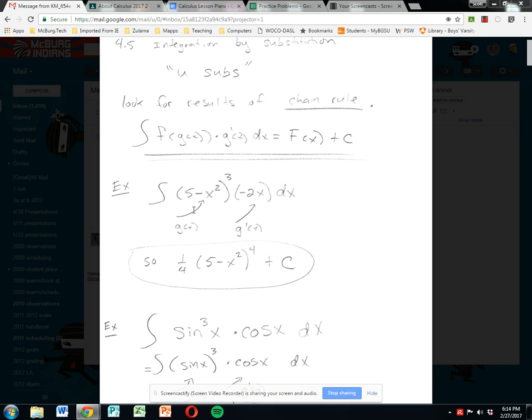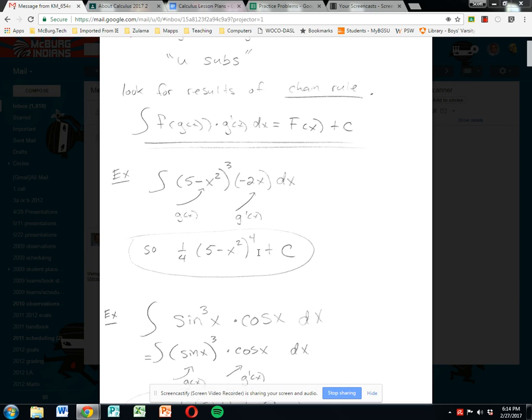So if we have on the inside some little function g of x, which is 5 minus x squared, and on the outside we have its derivative. Inside function, 5 minus x squared, the derivative of negative x squared is negative 2x. So the basic concept is this is just the result of some sort of chain rule. So if we bump this cube up by 1, we multiply by its reciprocal, 5 minus x squared to the fourth plus some constant c.